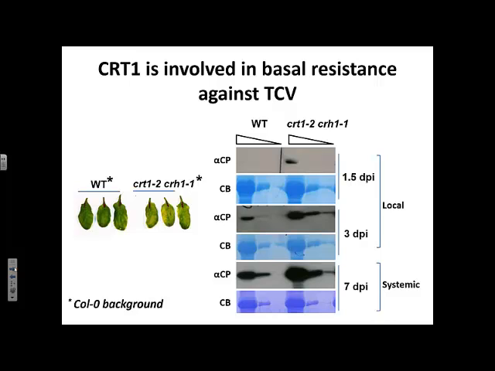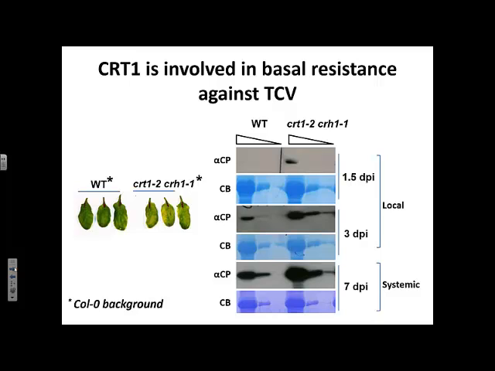What we found was, this is about 3 days after infection, and you can clearly see even within 3 days, this double knockout, knocking out CRT1 and CRH1, beginning to show chlorosis. And once again, we have done quantitative analysis. Here we have wild type versus a double knockout.